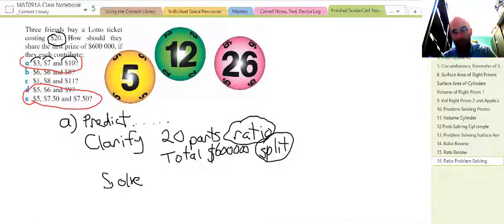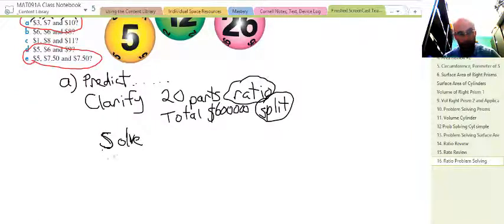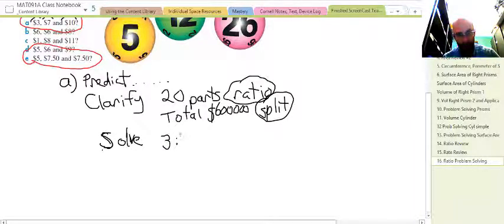Solving. Ratio of 3 is to 7 is to 10, where we have 20 parts. 3 plus 7 plus 10 makes 20 parts, and 20 parts makes $600,000. So 20 parts is equivalent to, that's a triple equal sign, 600,000.